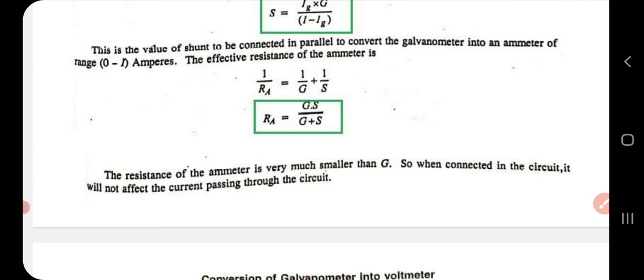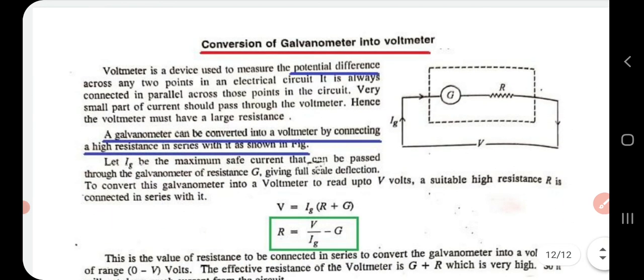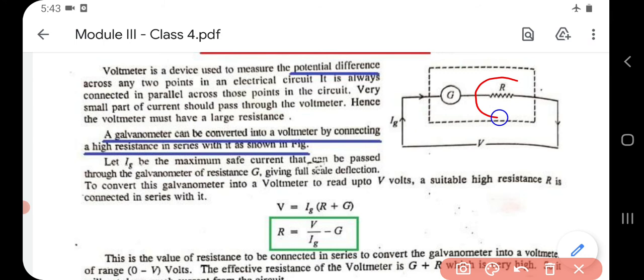Now a similar expression with slight changes will be there if you are converting the galvanometer into a voltmeter. A voltmeter is a device used to measure the voltage or potential difference across any 2 points in an electrical circuit. In order to convert a galvanometer into a voltmeter, you have to connect a high resistance R in series with the galvanometer G. So that is the difference. If you want to convert a galvanometer into an ammeter, you connect a low resistance, that is shunt resistance, parallel to it. If you want to convert a galvanometer into a voltmeter, you have to connect a high resistance R in series with it.